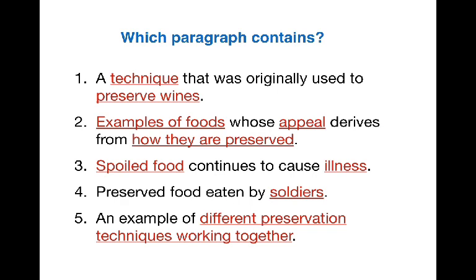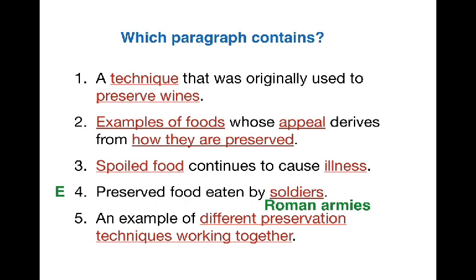Well, when I did this exercise, I remembered 2 of these. I can get 2 of these answers from memory. The first one that I remember is number 4, preserved food eaten by soldiers. That was in paragraph E. It was the Roman armies eating preserved food. Can you remember what preserved food it was? It was the salted meat. The salt pork was fed to Roman armies. I got that one from memory. I quickly checked that it was definitely paragraph E, and I was right.